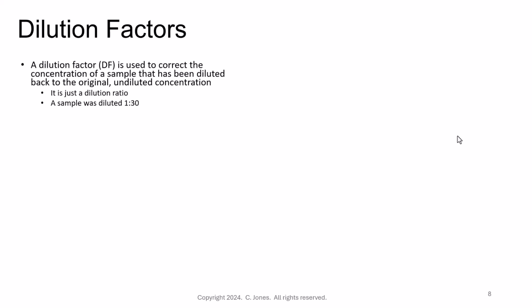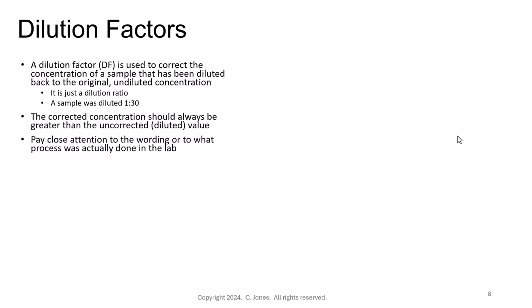So if it's really concentrated, for example, spectrophotometers have a limited range of values at which they can detect changes in the absorbance. So we may need to dilute our solution to a smaller concentration in order to be within the range of the measuring device, right? So really this is just a dilution ratio. Maybe we had to dilute our original sample 1 to 30 in order to make the measurement, because a 1 to 30 dilution would decrease the concentration enough to put it in the measurable range. So the corrected concentration should always be greater than the uncorrected, that is the diluted value. Okay? So pay close attention to the wording or to what process was actually done in the lab in order to arrive at the proper correction values.